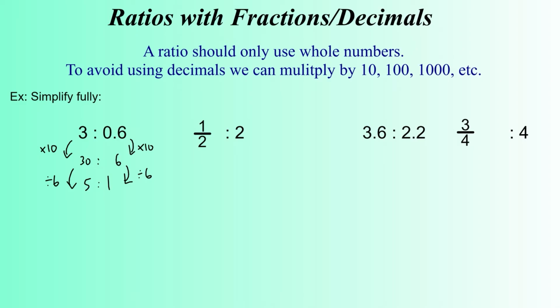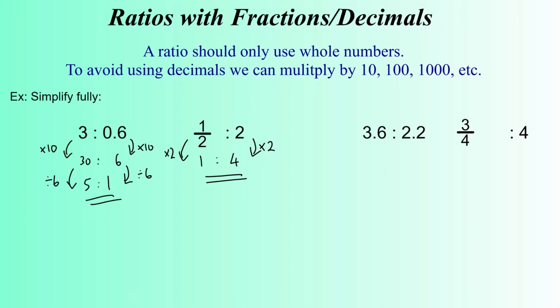Okay, let's look at the second one. So half to 2. In this case, if you're dealing with fractions, I would recommend you always multiply by the denominator of the fraction. So in this case, we're going to multiply by 2. So 2 times a half is 1. 2 times 2 is 4. And actually, that gives us the final simplified ratio because we can't do anything more with that. We can't divide that any further to simplify. So 1 to 4.